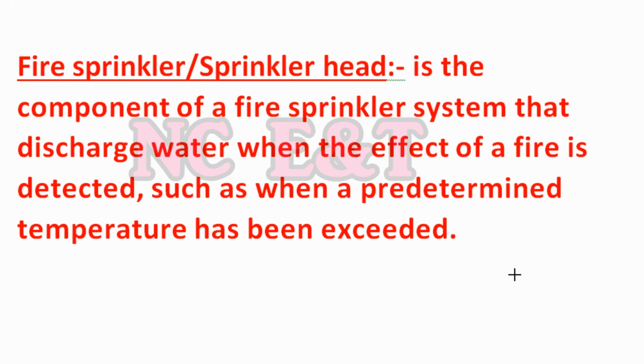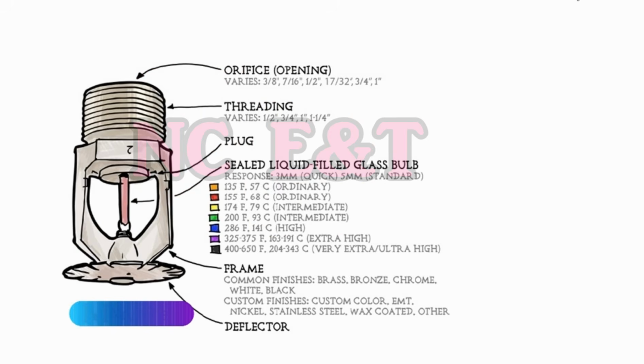What is a fire sprinkler or sprinkler head? It is the component of a fire sprinkler system that discharges water when the effect of a fire is detected, such as when a predetermined temperature has been exceeded. This picture is showing a water sprinkler. We will not discuss this topic in detail because there are different types of sprinklers and it is a huge topic, so we will discuss it in a separate study. But in brief, you can see this picture.